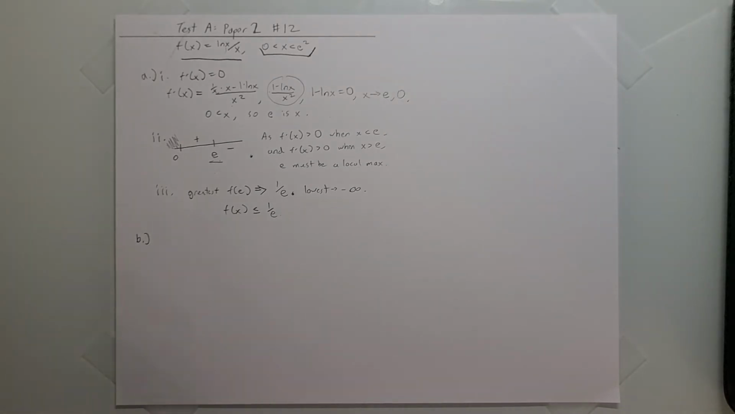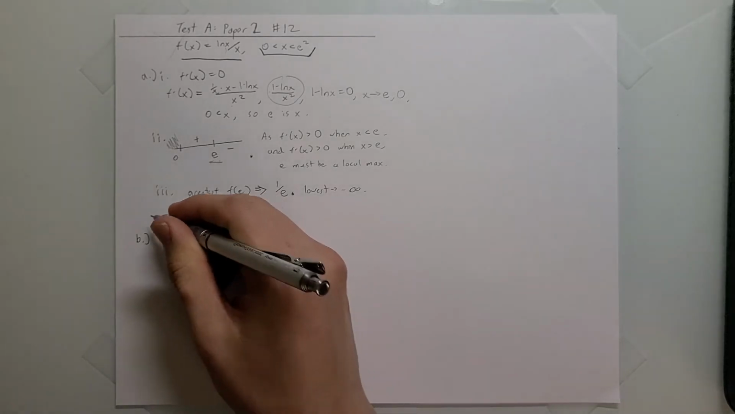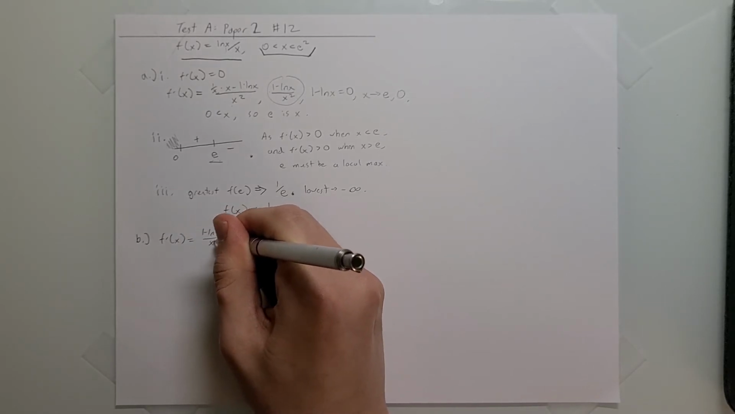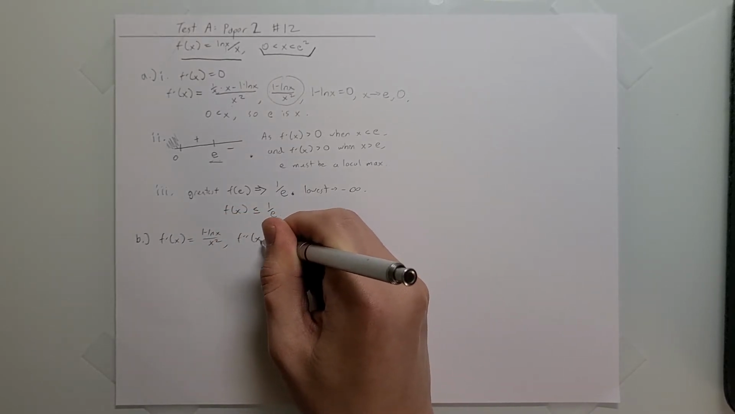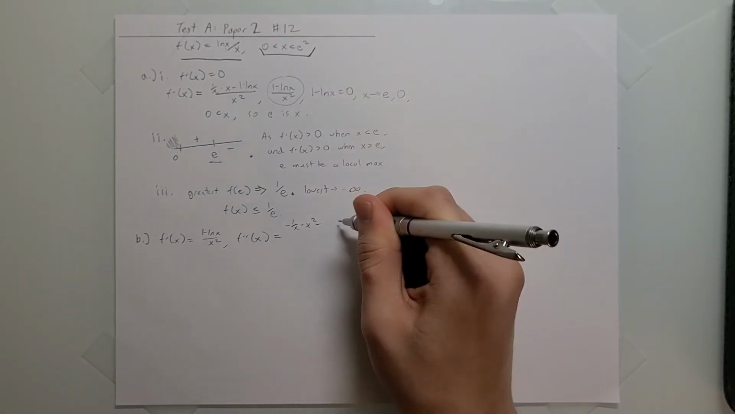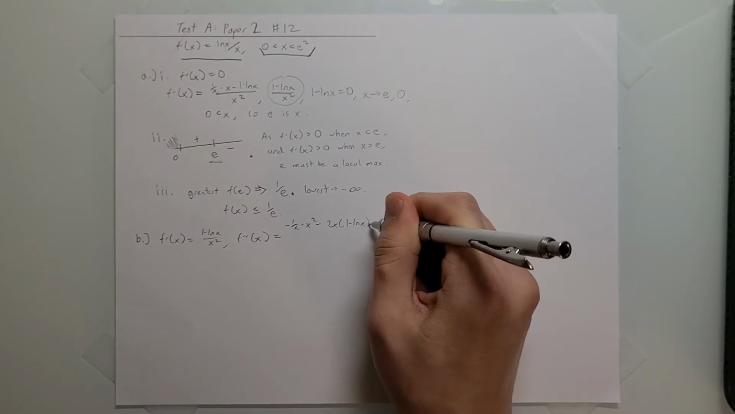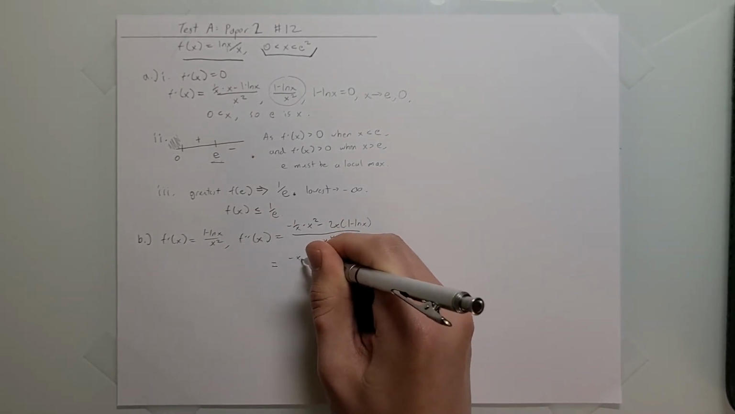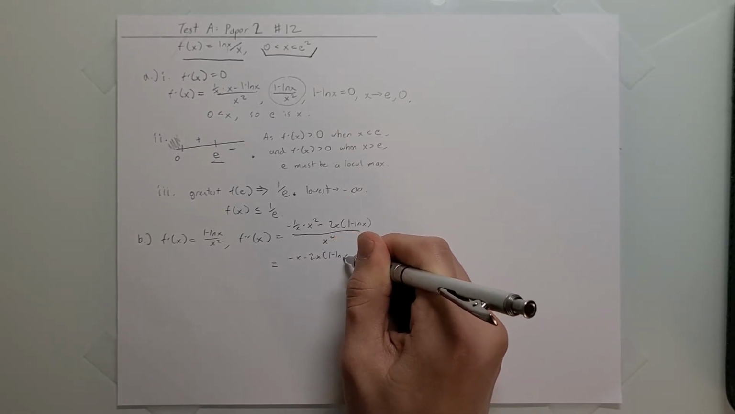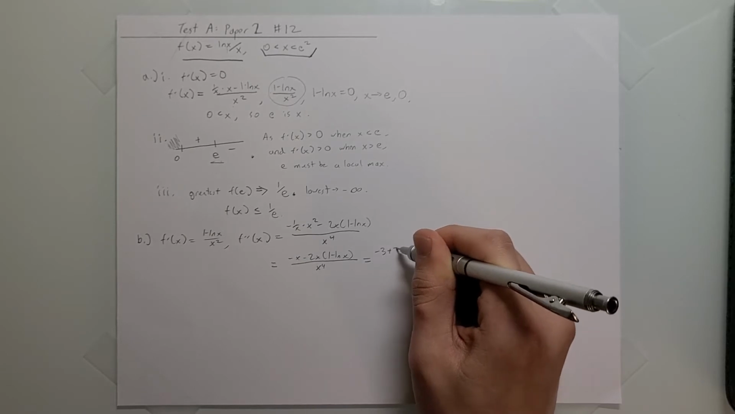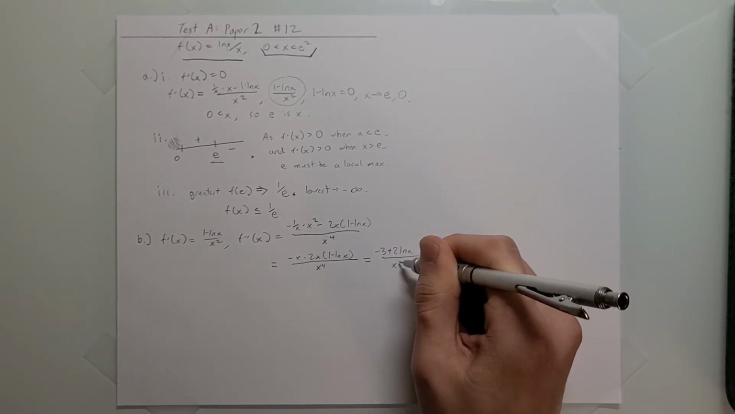Well, the second that we hear the word inflection, we should be saying second derivative. So we know that f prime of x is (1 minus ln x) over x squared. Let's take the second one. f double prime of x is (1 over x times x squared minus 2x times (1 minus ln x)) all over x to the fourth. We simplify this to get (negative x minus 2x times (1 minus ln x)) over x to the fourth, or (negative 3 plus 2 ln of x) over x cubed.